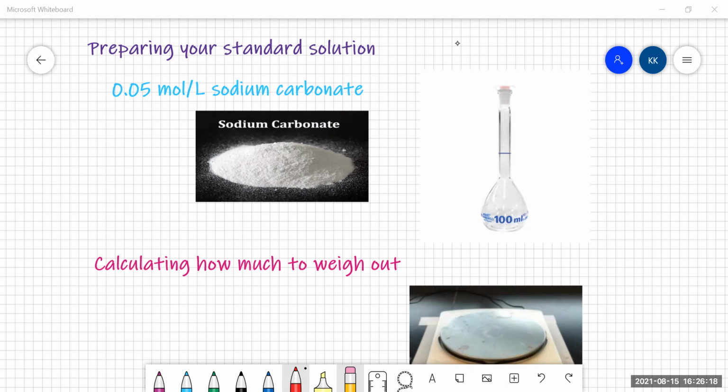So we've talked about how to go about doing this. You're going to make up a standard solution. Okay, so you're going to use a 100 ml volumetric flask, and we're going to dissolve sodium carbonate in water to make up this standard solution. So the first thing you're going to need to do is calculate how much sodium carbonate you are going to need to weigh out so that you can make your solution. So let's start with that calculation.